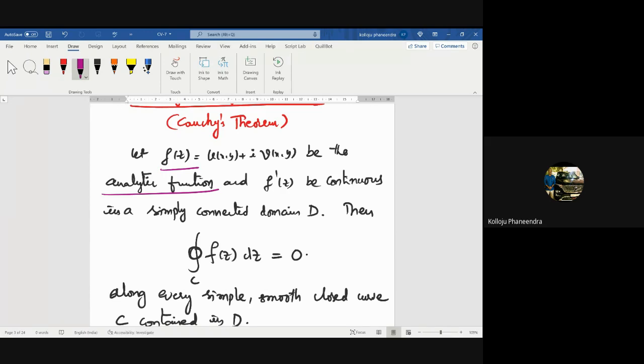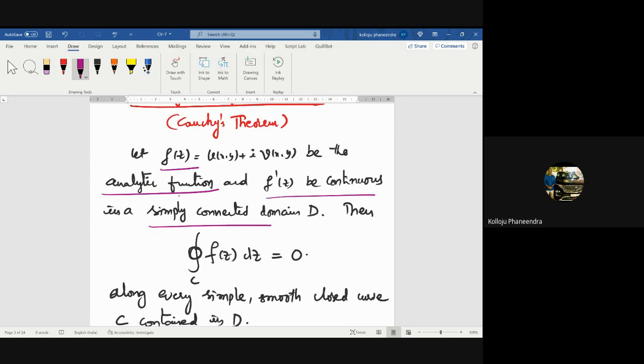Okay. Then what is this? f dash z is continuous. f dash z be continuous means what? See, f of z is analytic, means it is derivable. It is derivable means f dash z exists, which means f dash z is continuous. In what? Another main important point, in a simply connected domain. Simply connected domain means what? Which does not contain any hole.